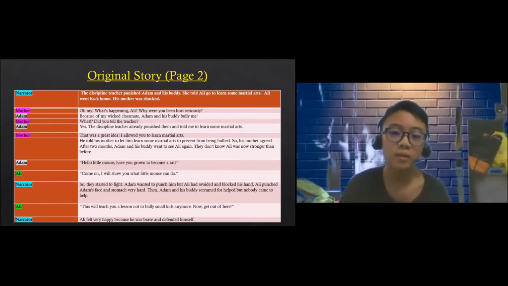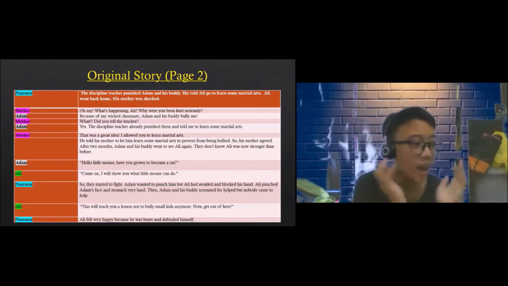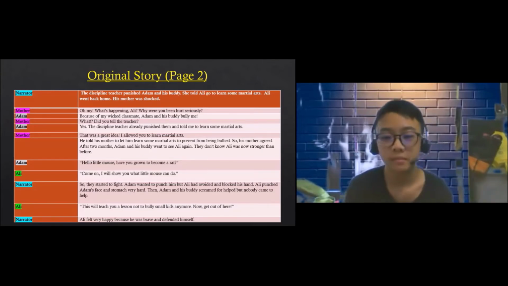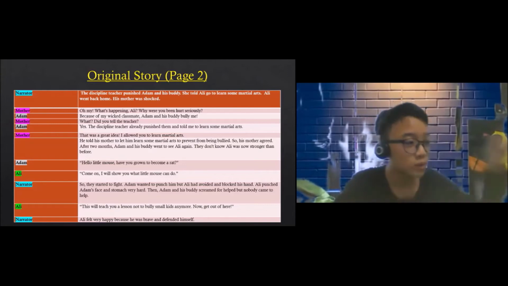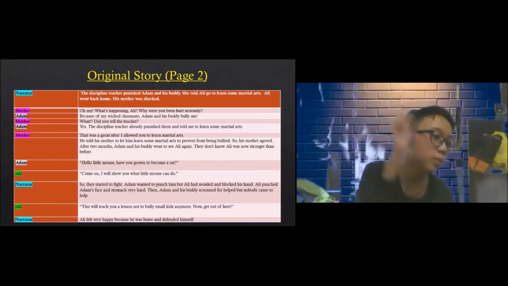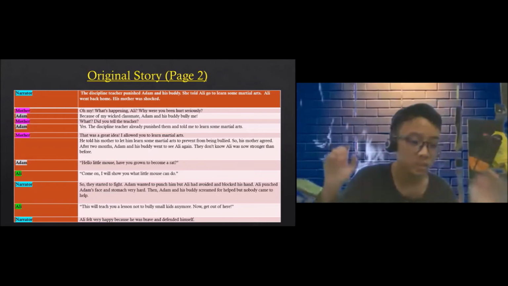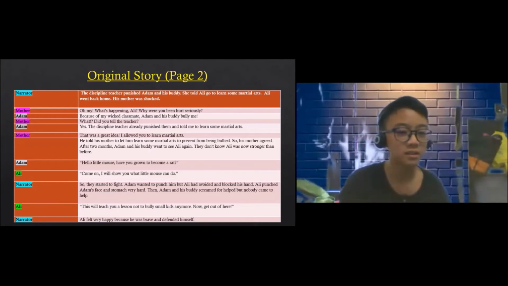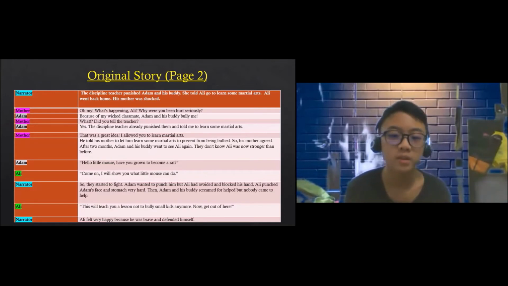Then Adam and his buddy screamed for help. "Help! Help! Help!" But nobody came to help. "This will teach you a lesson not to bully small kids anymore. Now, get out of here." Ali felt very happy because he was brave and defended himself.